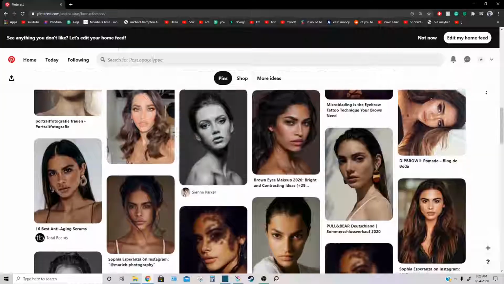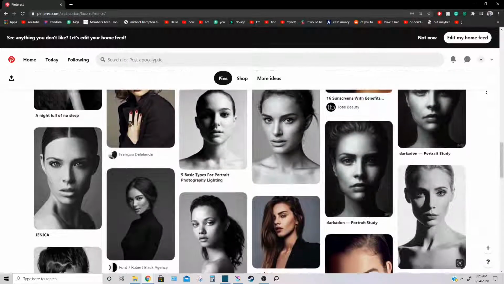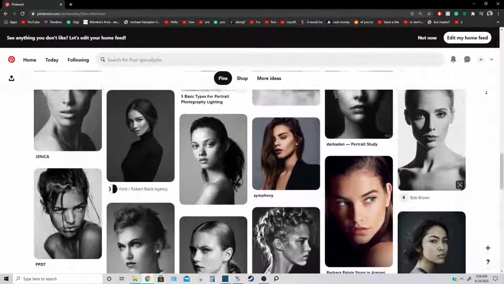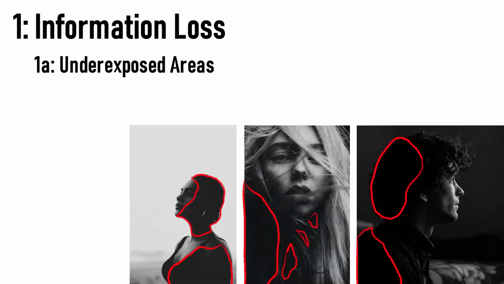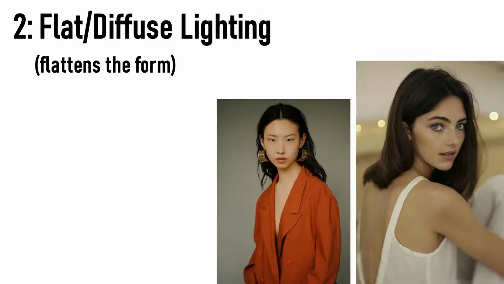There are four things I try to avoid when picking out a reference photo. 1. Information loss. A lot of photos will have areas of the face that are over or underexposed, leaving the area a white or black mass where there's no information about the form being depicted. Here we have some examples of this where the underexposed areas are outlined in red. And here we have some examples of overexposed areas, which is the same thing, but there's too much light rather than not enough light.